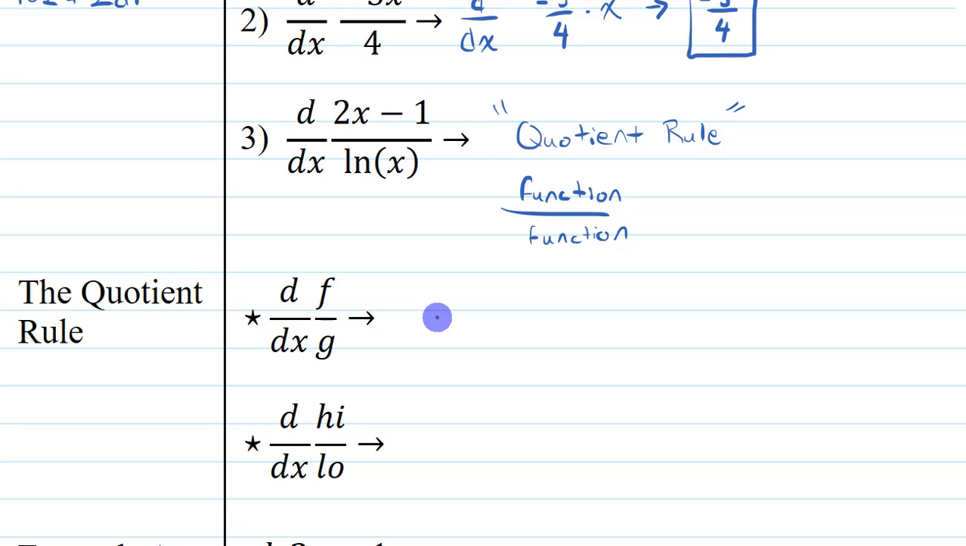There are 2 versions of this, and I will teach you both of them. The first version is if I have a function on the top and a function on the bottom. This one is less memorized. This is the one that just sounds really cool. It sounds like we're dwarves in Snow White. But let's go ahead and do this one.